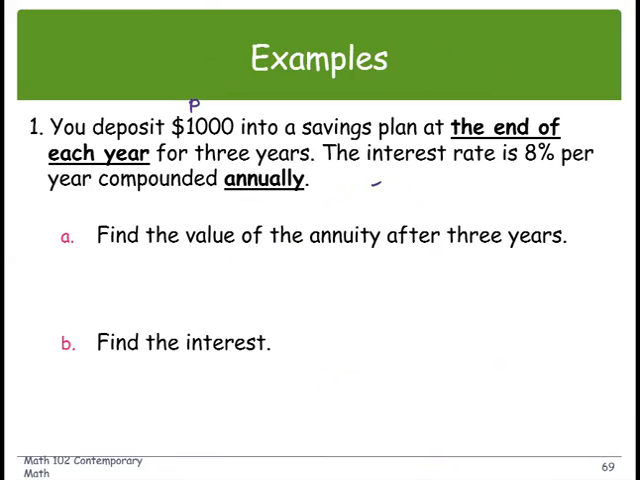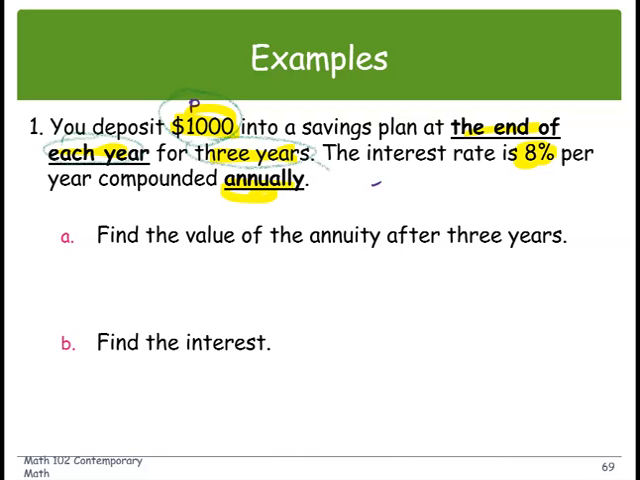For example, you deposit $1,000 into a savings plan at the end of each year for 3 years. The interest rate is 8% per year compounded annually. So with this, we can make a list of the values. P is $1,000 at the end of each year. So that means compounded once a year for 3 years.